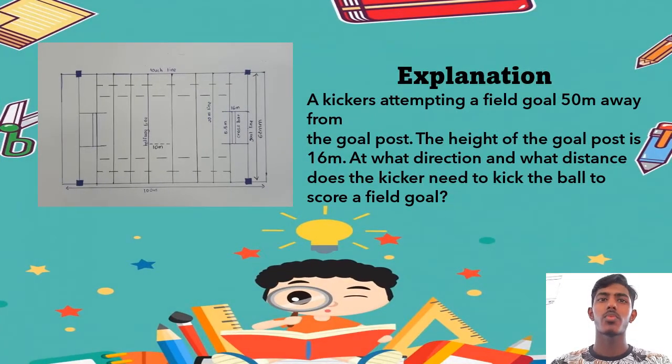Now we are going to see a question and its explanation. This is the question. The picture shows a rugby field. A kicker is attempting a field goal 50 meters away from the goalpost. The height of the goalpost is 16 meters. At what direction and what distance does the kicker need to kick the ball to score a field goal? Now we are going to find the direction and the distance.